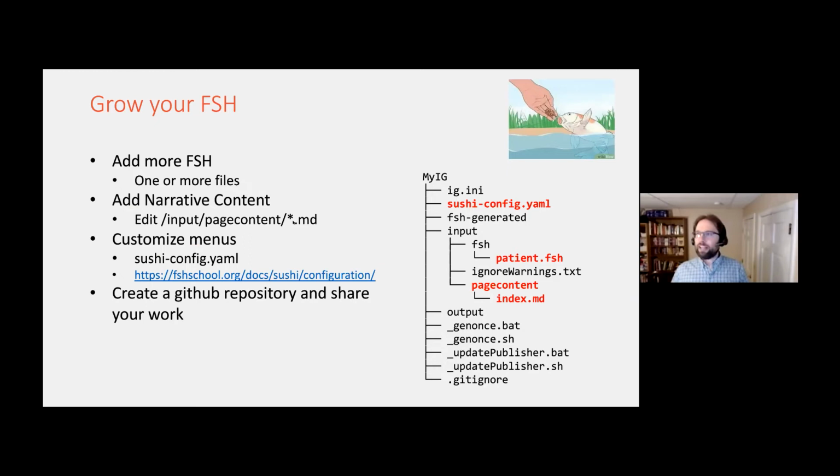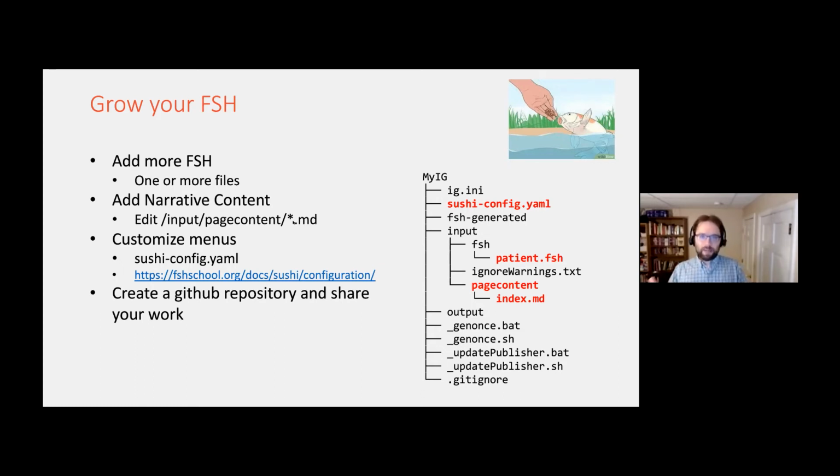At this point, you can add more fish. You can add some narrative content so that you can actually have your IG looking like a real IG with pages and descriptions on the individual resource pages and things like that. You can customize your menus. You can create a GitHub repository and share this with other people.